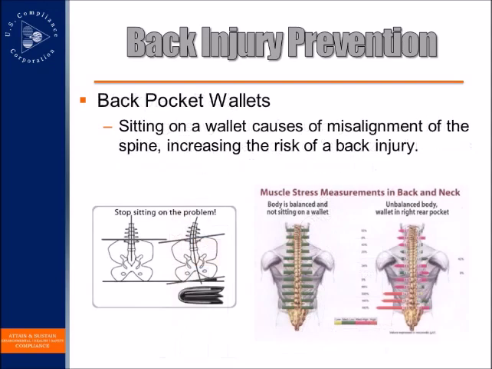Another very common practice that can increase your risk of a back injury is sitting on a bulky wallet. Sitting on a wallet causes misalignment of the spine, which in turn increases your risk of a back injury. In the image on the right-hand side of the slide, you can see we have an individual not sitting on a wallet, and the spine is nicely aligned. It's in a neutral position. Whereas to the right of that, you can see what sitting on a wallet does to your spine. It causes misalignment from top through bottom, which places stress on your nerves, your tendons, your discs, and can eventually be a contributing factor in a back injury.